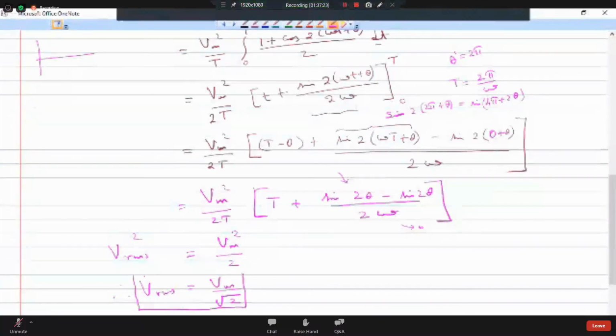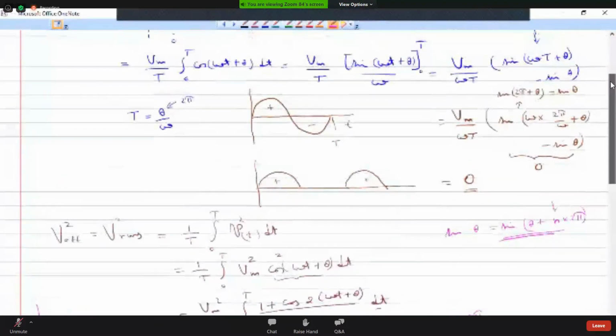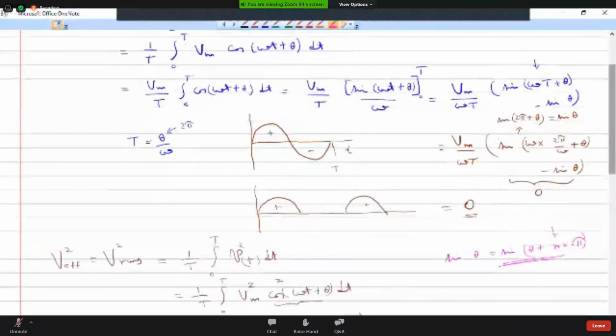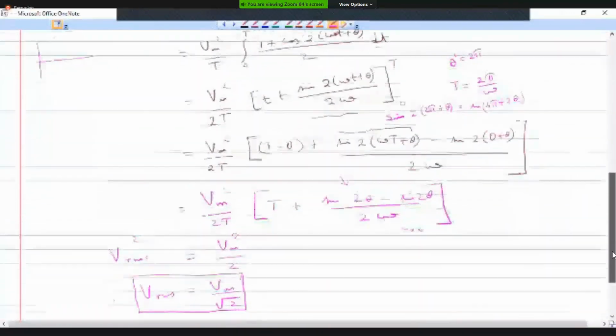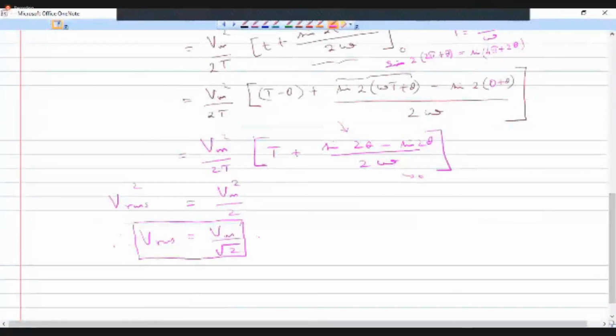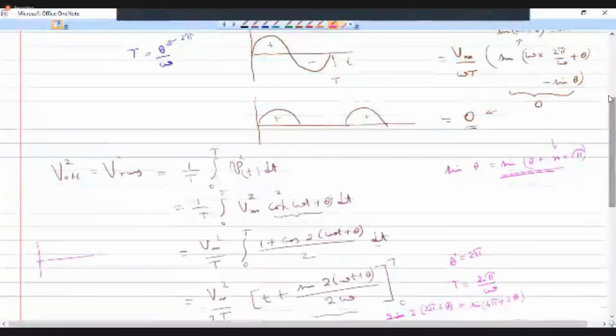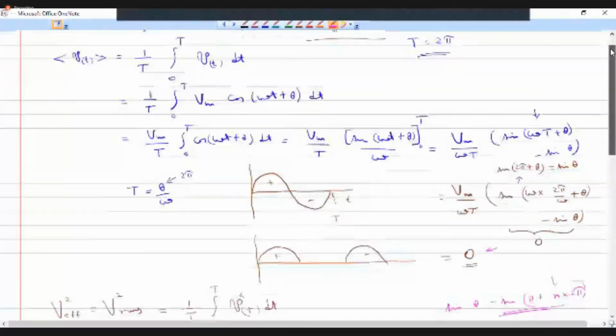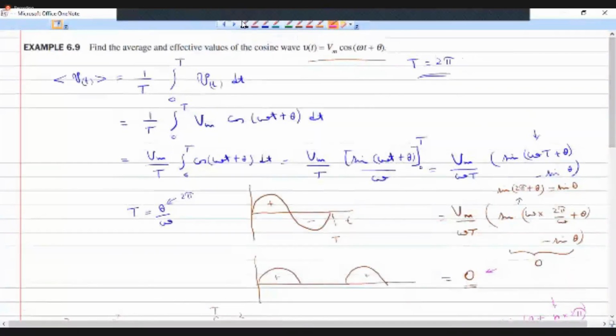So what is your conclusion? The conclusion is that the average value of a sinusoidal function is equal to 0, and the second conclusion is that the effective value or the RMS value of a sinusoidal function is the peak value Vm divided by root 2. So you have to remember this result, which will be required for solving numerical problems. Okay. I hope it is clear what I was trying to do here.